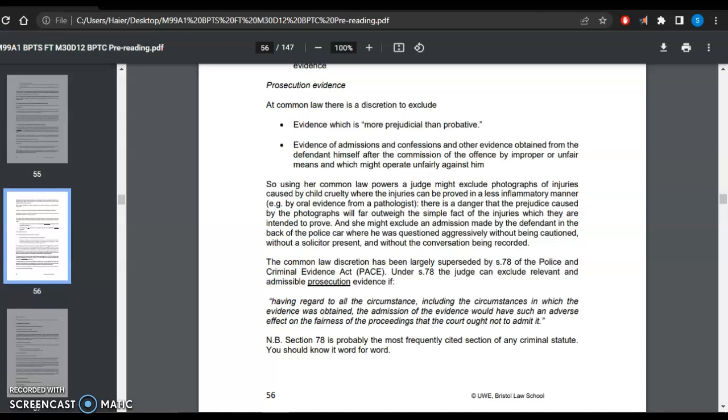The common law discretion has been largely superseded by Section 78 of the Police and Criminal Evidence Act. Under Section 78, a judge can exclude relevant and admissible prosecution evidence if, having regard to all the circumstances, including the circumstances in which the evidence was obtained, the admission of the evidence would have such an adverse effect on the fairness of the proceedings that the court ought not to admit it. So, if it has an adverse effect on fairness, because the evidence wasn't gained through fair means, the court has the power to exclude that evidence. It is given in Section 78 of the PACE Act.